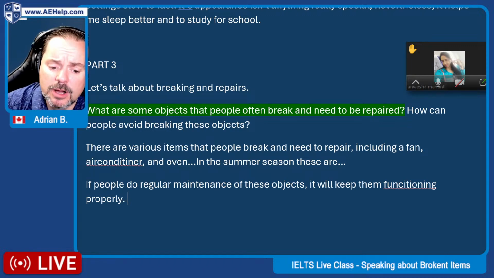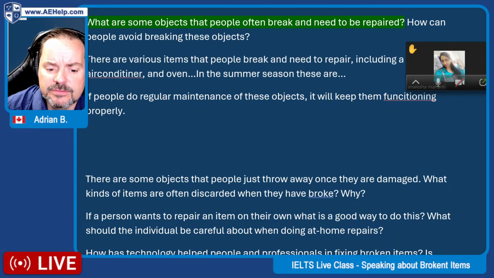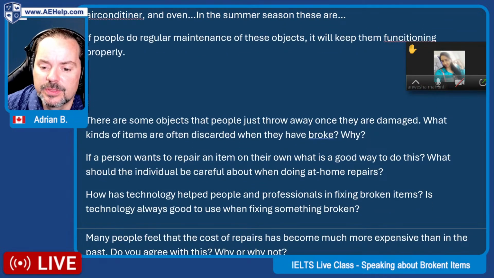There are some objects that people just throw away once they are damaged. What kinds of items are often discarded when they're broken?